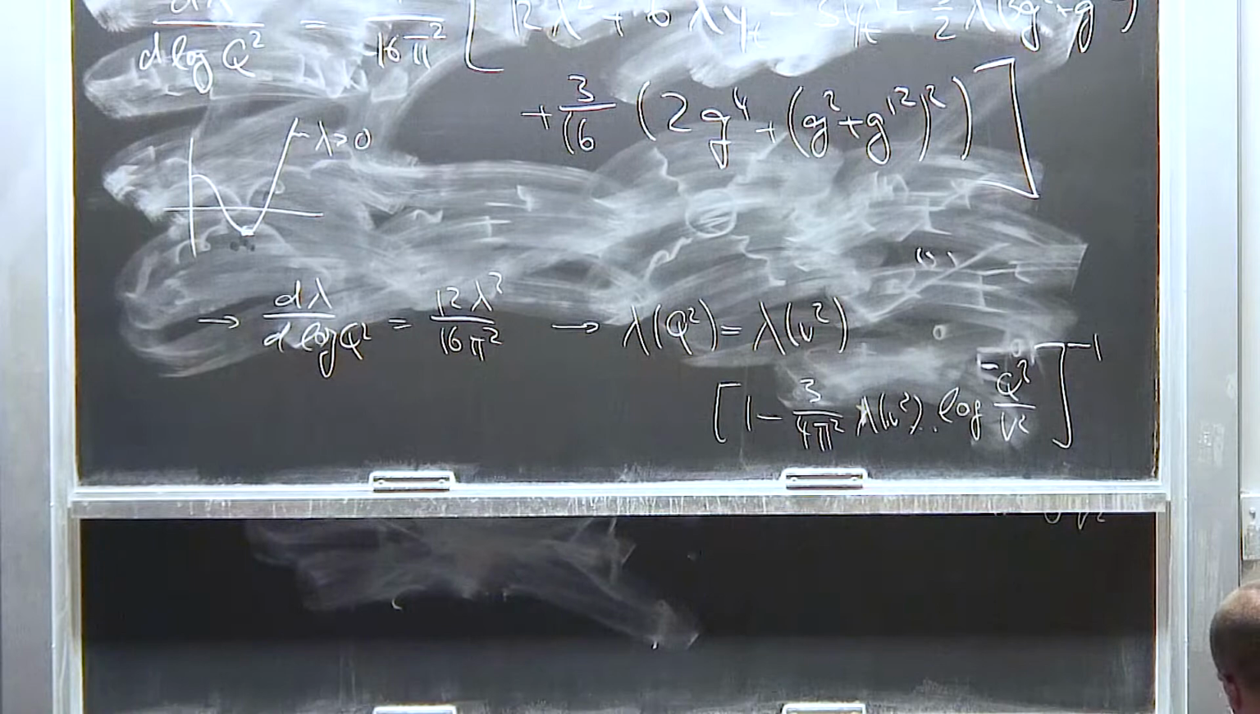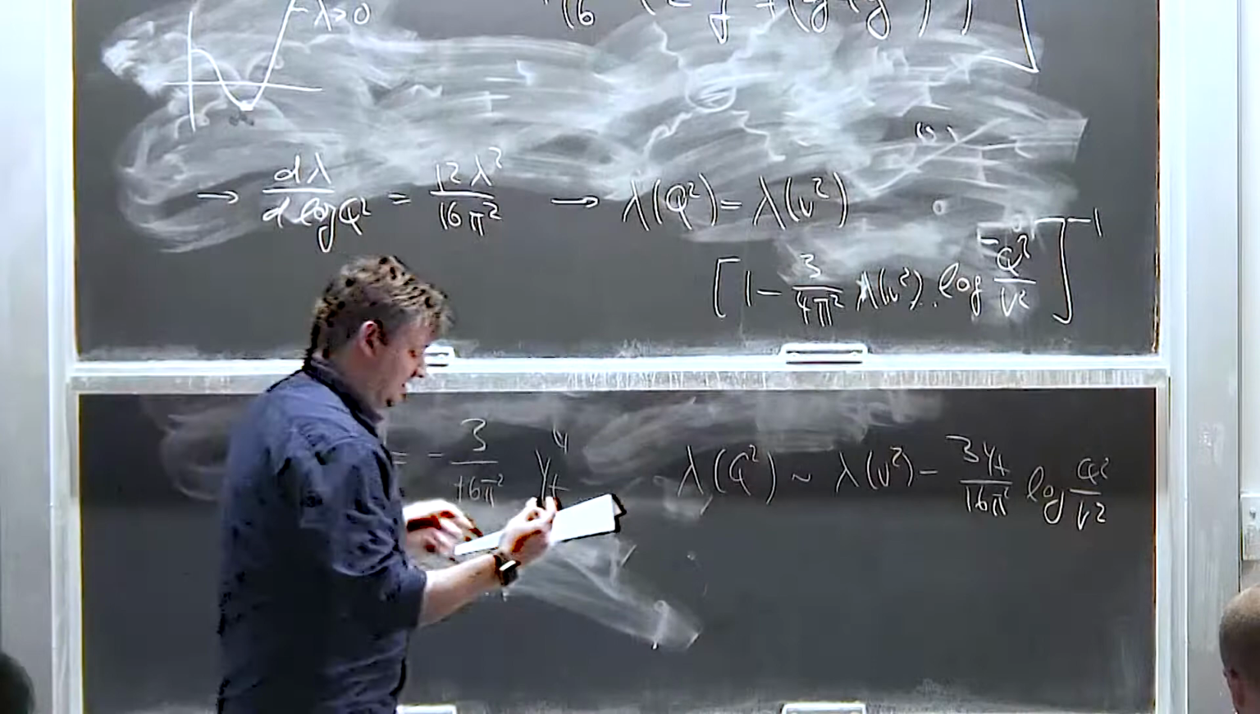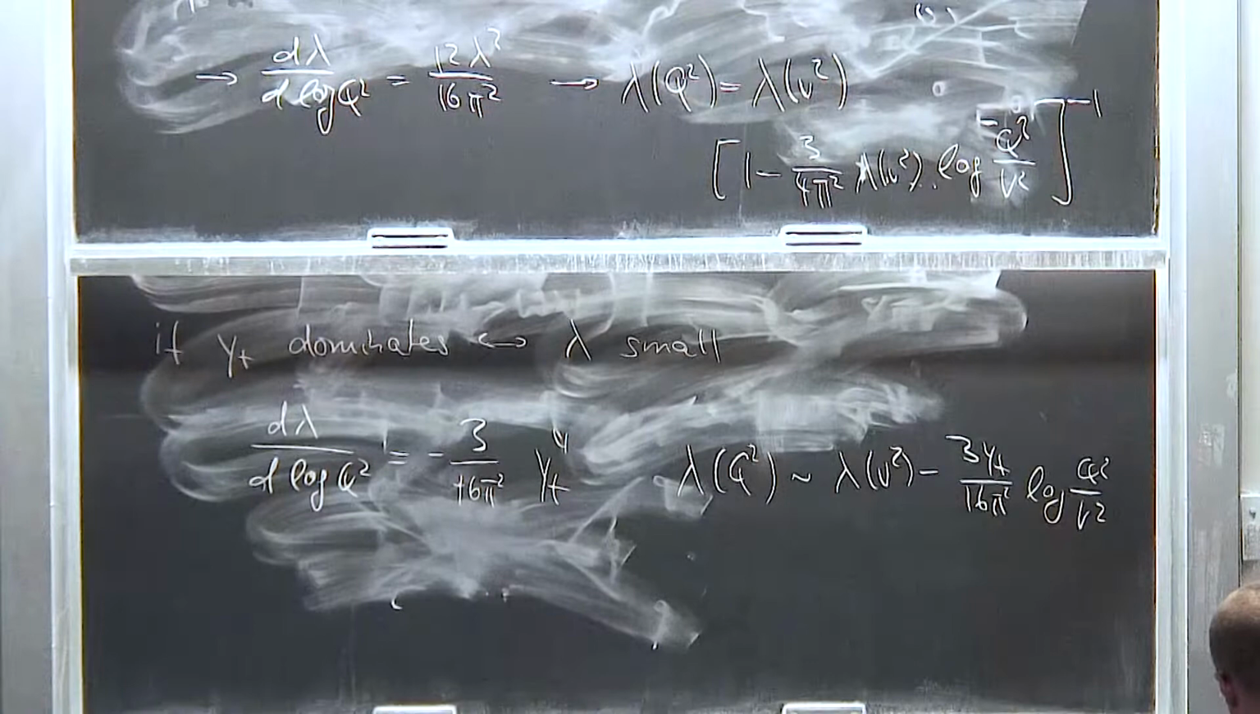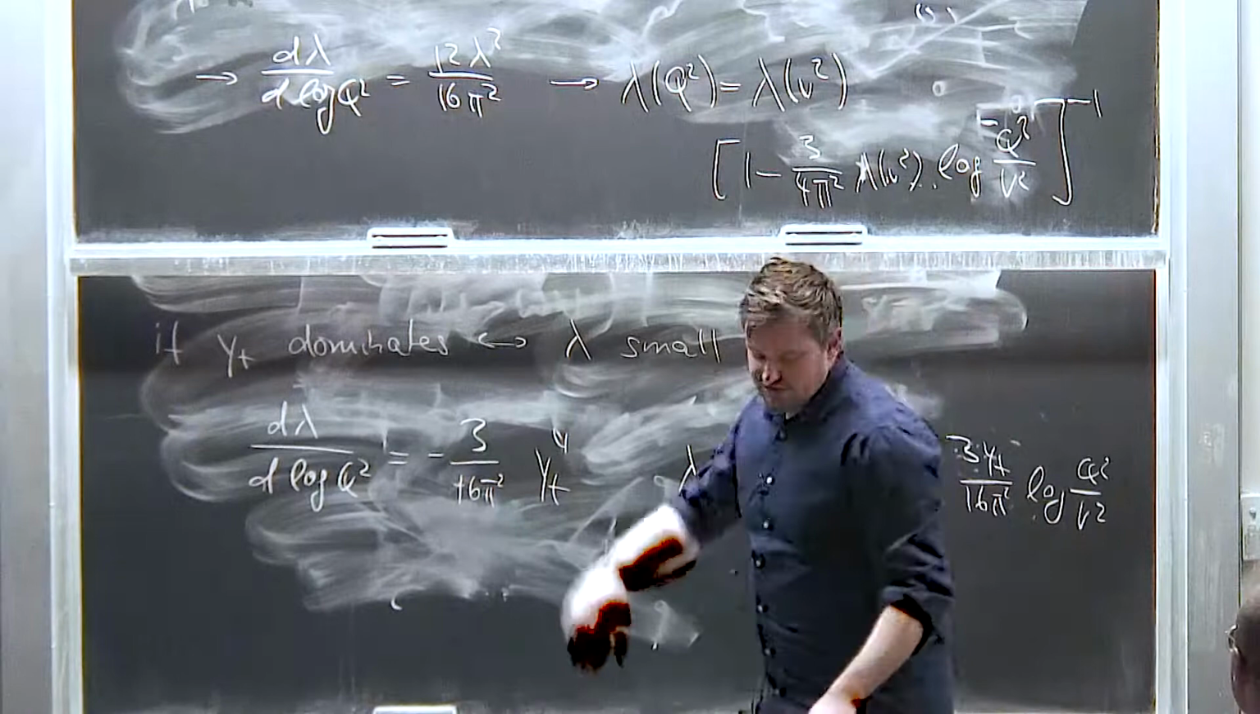So this sets a lower limit on M_H, because lambda has to be small, i.e., the Higgs mass has to be small. These are called the vacuum stability bound and the triviality bound. And people have looked into this in quite some detail.